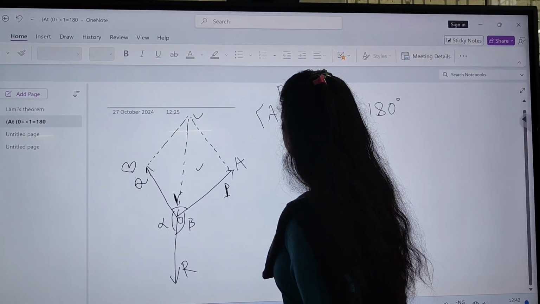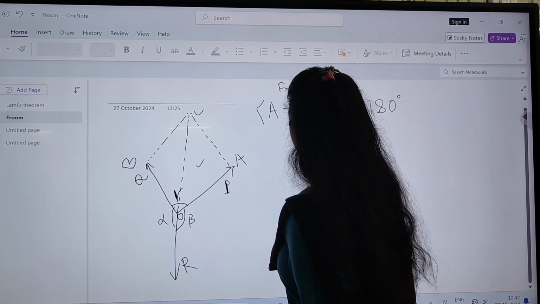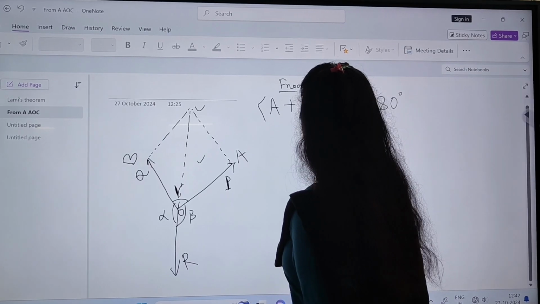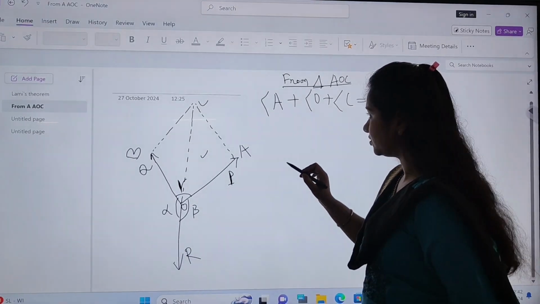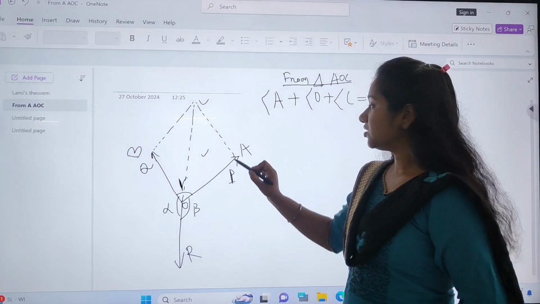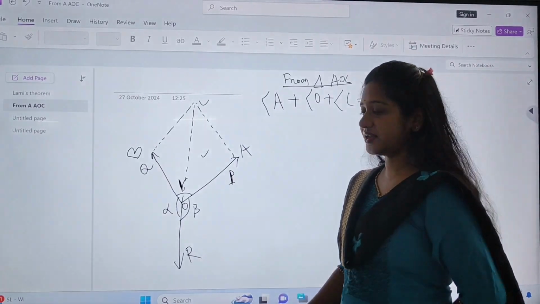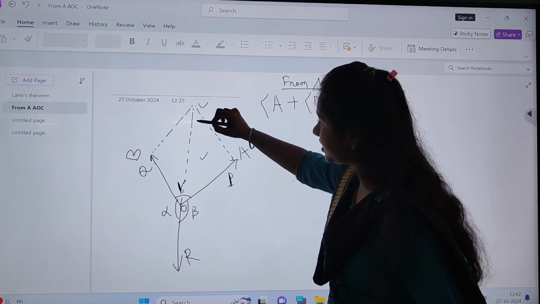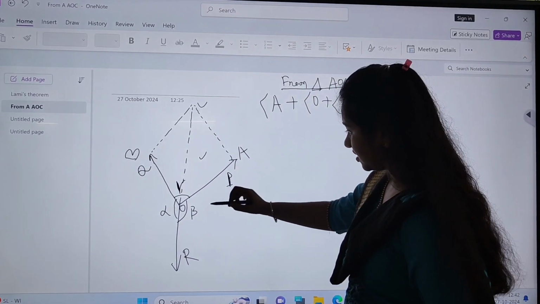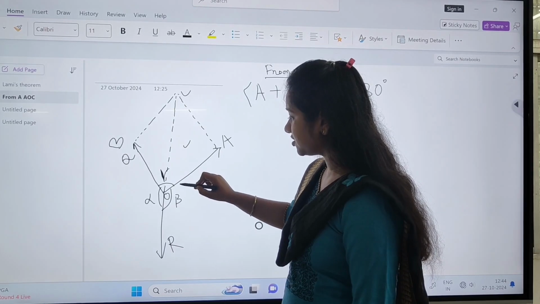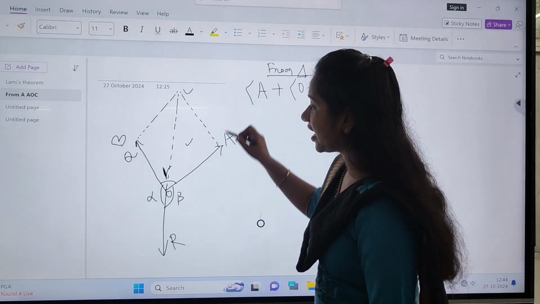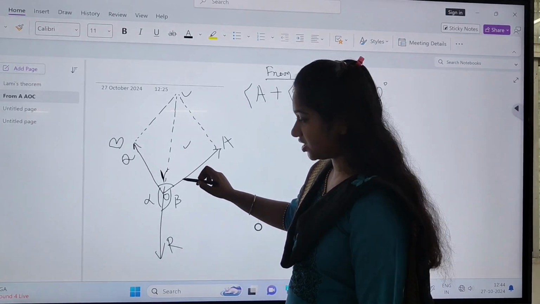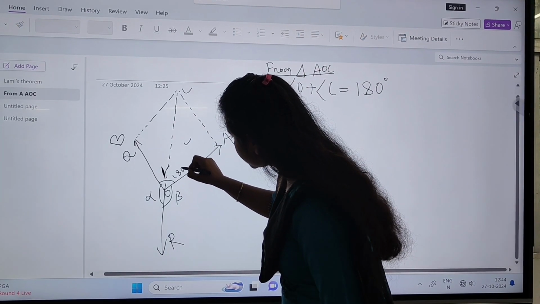From triangle AOC, we know a triangle's three corners sum to 180 degrees. Here we find out this corner and this corner. Here this corner is beta. We know a straight line is 180 degrees. This corner is beta, then this corner is 180 minus beta.